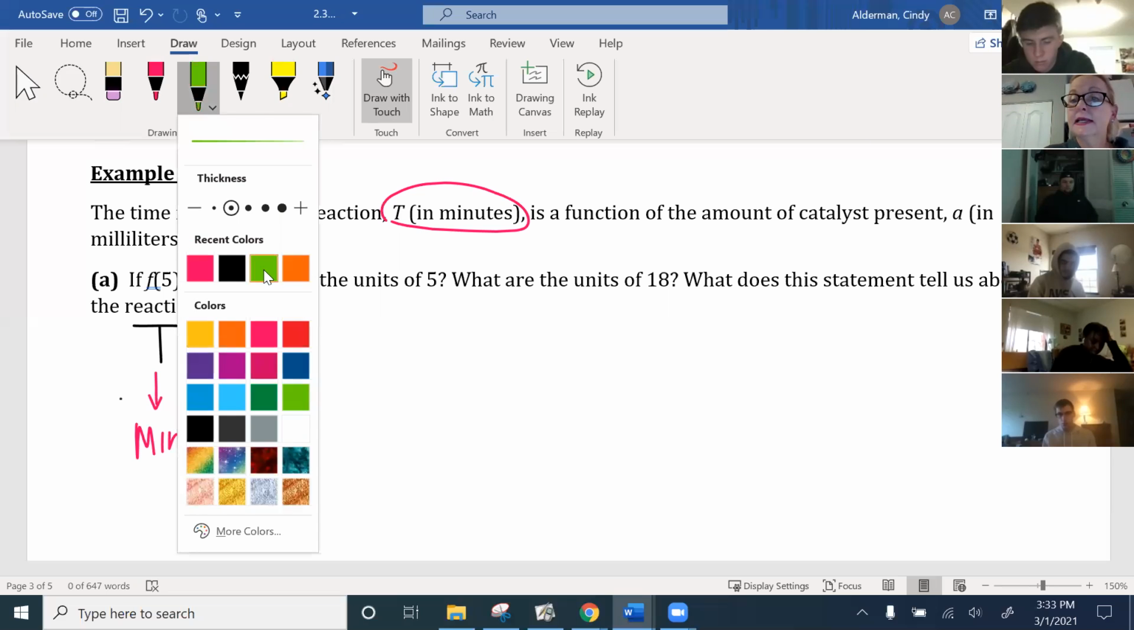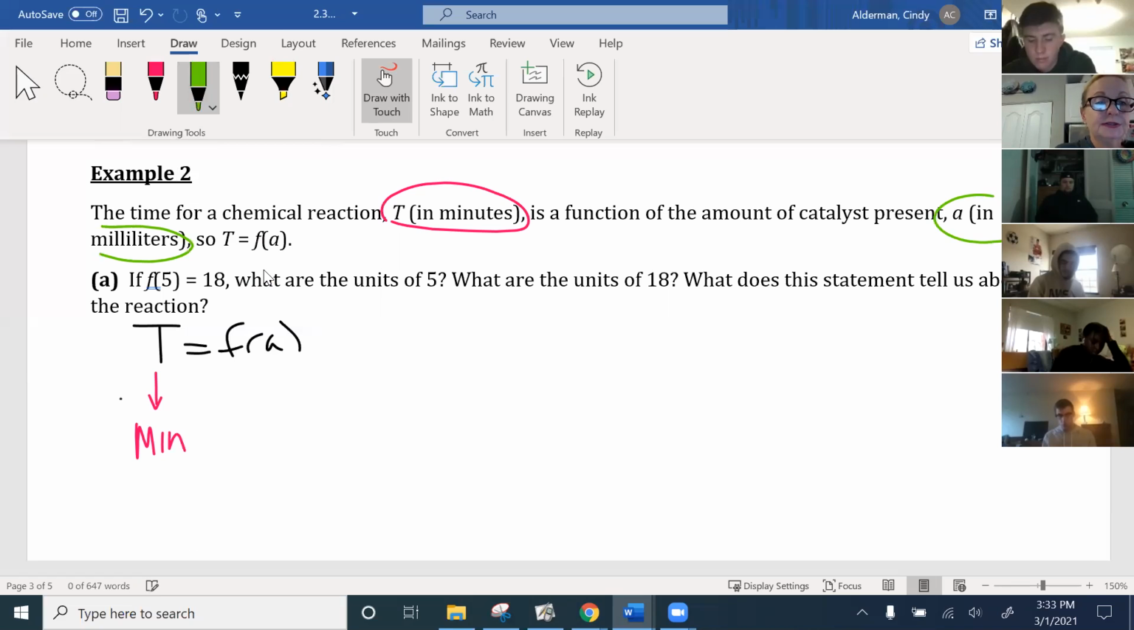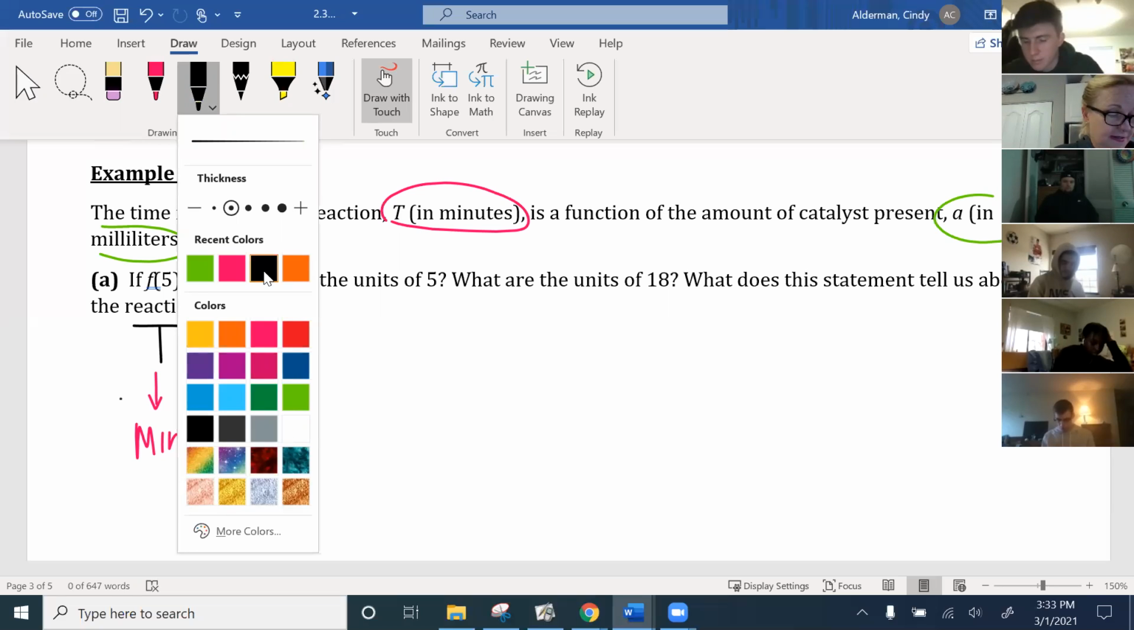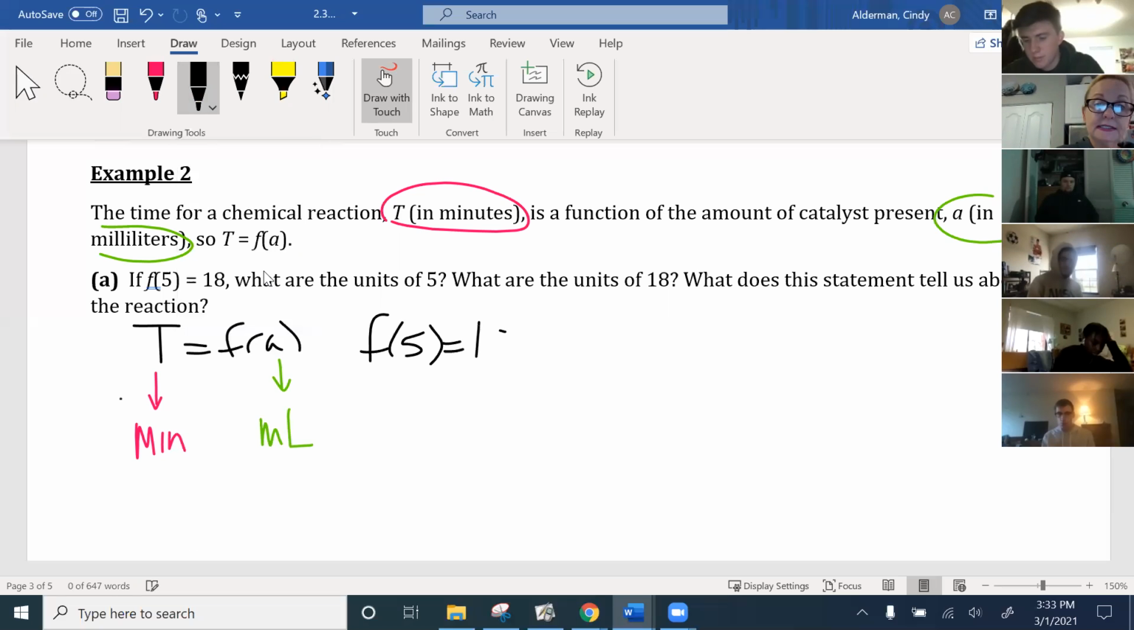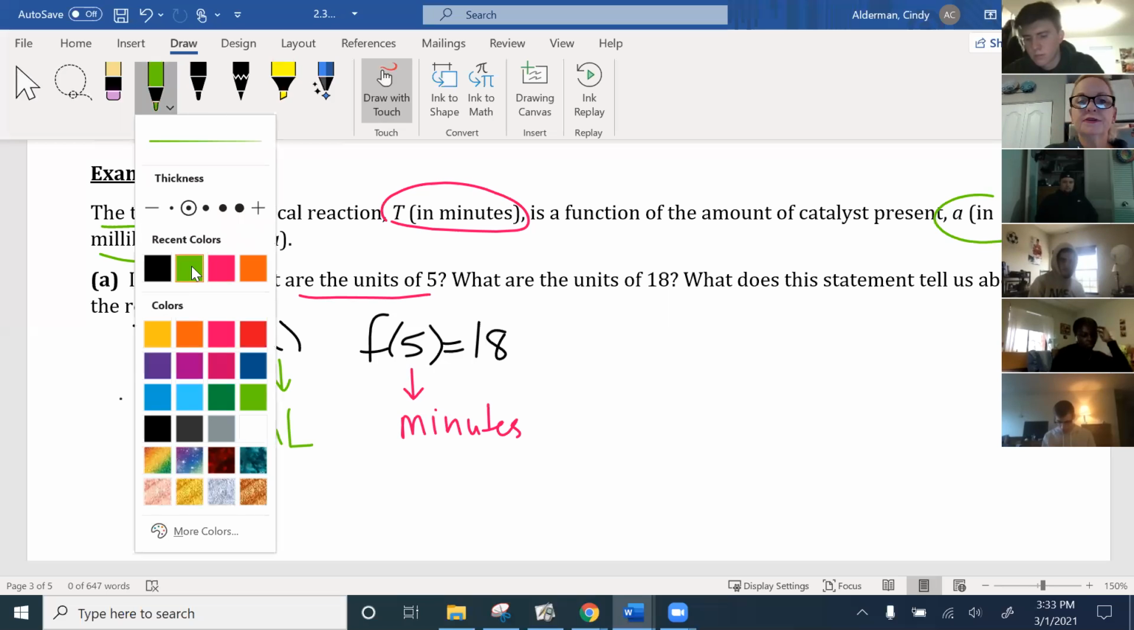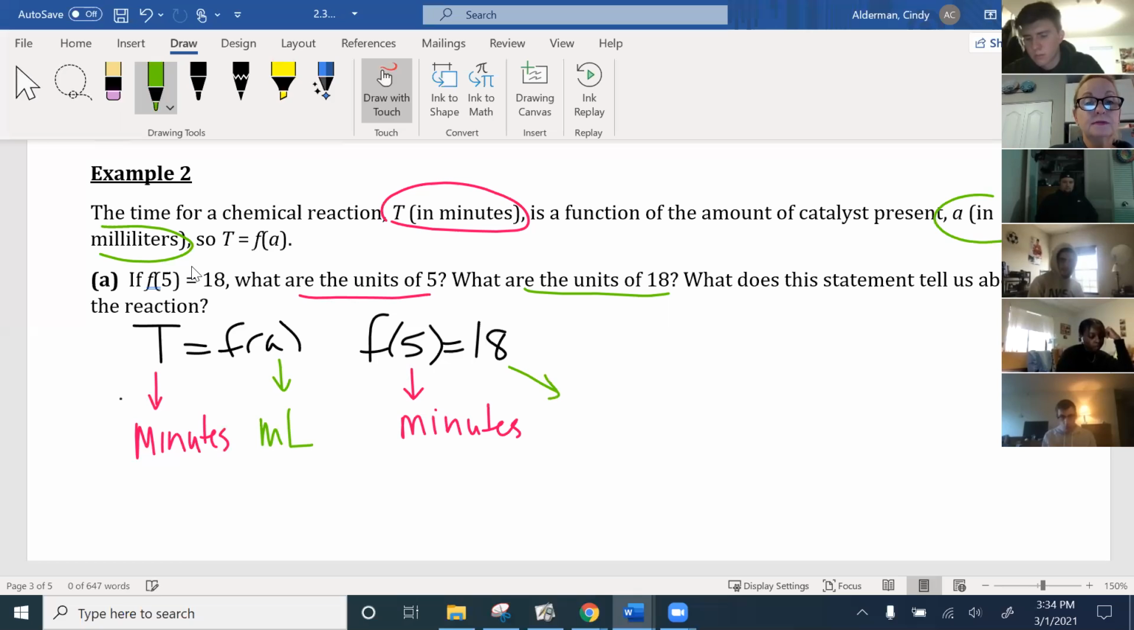And A is in milliliters. If we've got an example that says that F of 5 is equal to 18, then same thing, right? If they're asking me what are the units of 5, they're going to be the same as they are in the original, minutes. And what are the units of 18? This is going to be in, oh, I got that backwards, sorry.